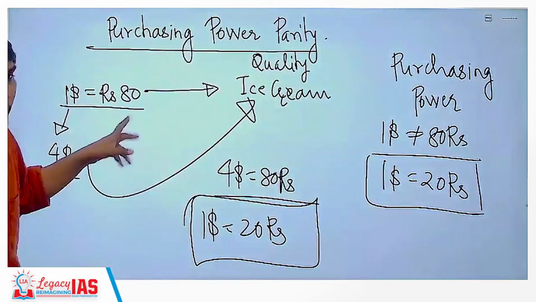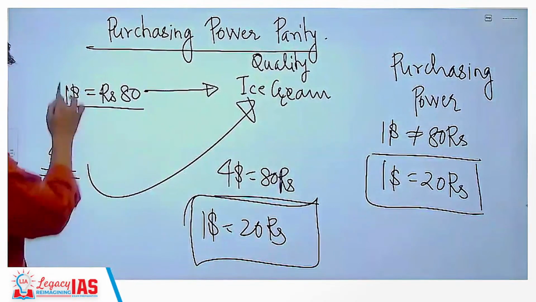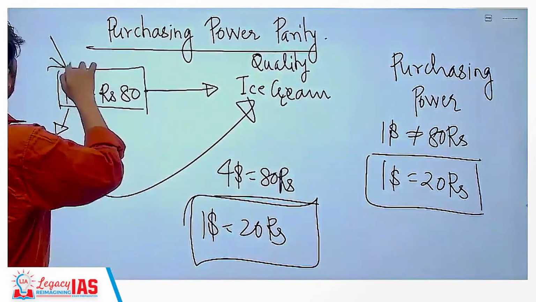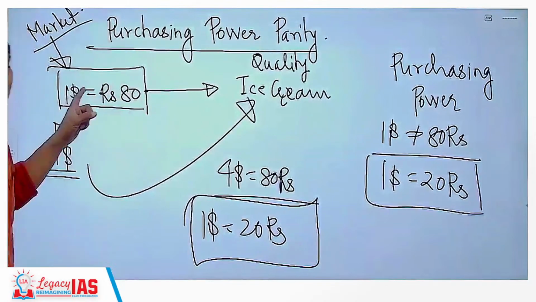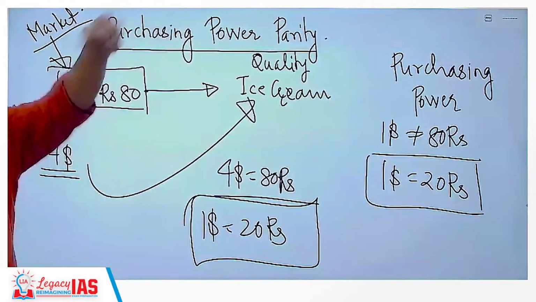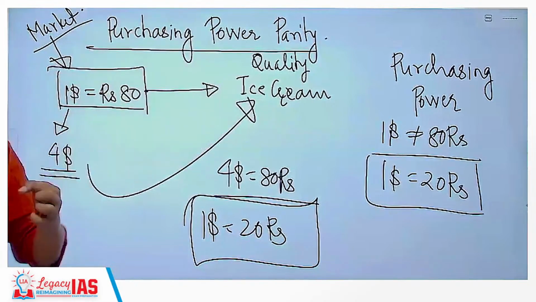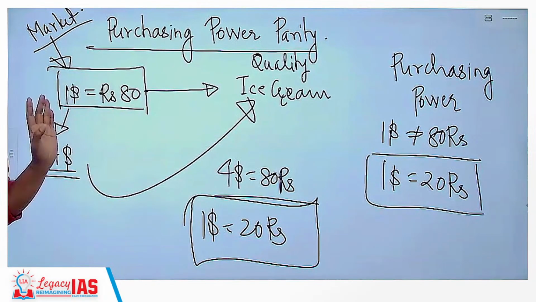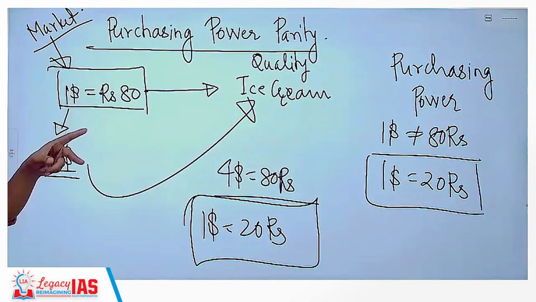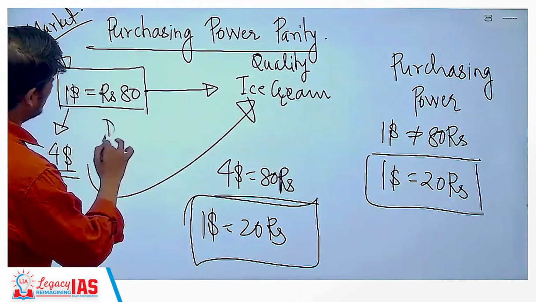So why is this difference? This difference is because the $1 = 80 rupees is the market rate. It is the trading rate. It is the rate at which this currency is being traded in the market. But if you use this currency to buy something, the purchasing power of the dollar is 1/4 of this. So how is that difference coming? This difference is coming due to demand and supply.